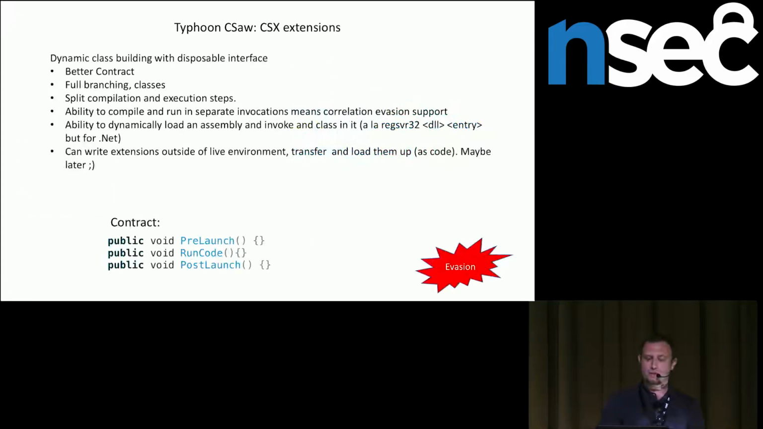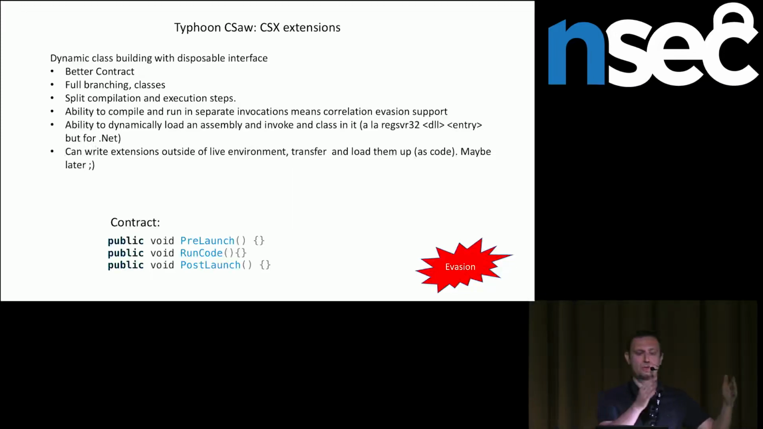All right, let's fix the issue that we had with the REPL of reusability and just expansion. Let's create CSX extensions. CSX is just a name. It's a C# extension, that's how I named it, right? So we create a better contract. We say a pre-launch, run code, and post-launch. Pretty simple, right? But it also maintains that evasion vector, right?